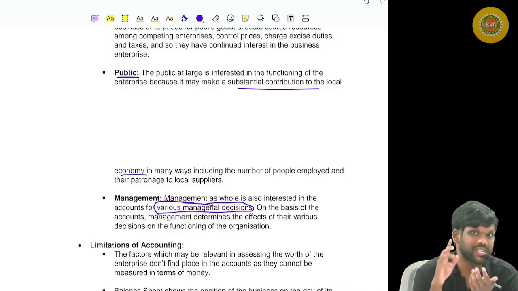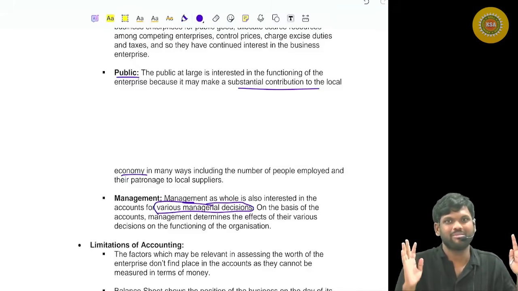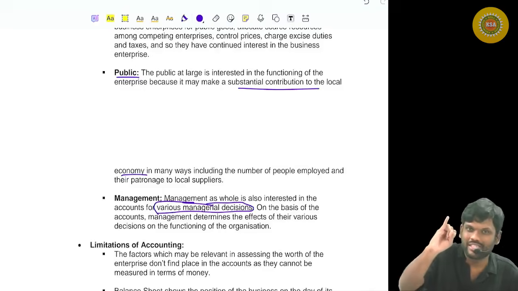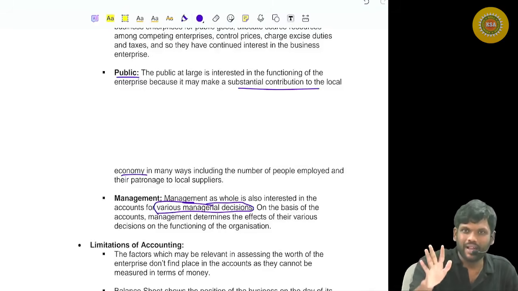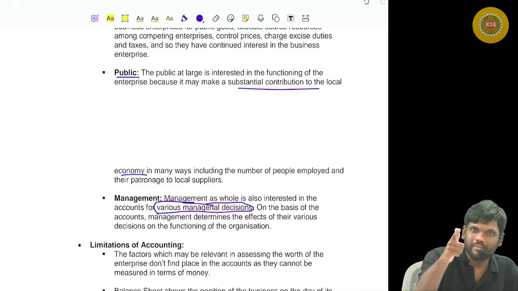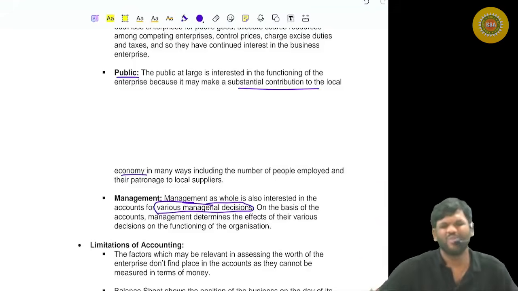Who will run this business? Management. Who will run the country? Government. And who will be there in the country? Public. So these 8, if you remember: investor, lender, employee, customer, supplier, management, government, public. These are the users of accounting information. So very, very simple one.